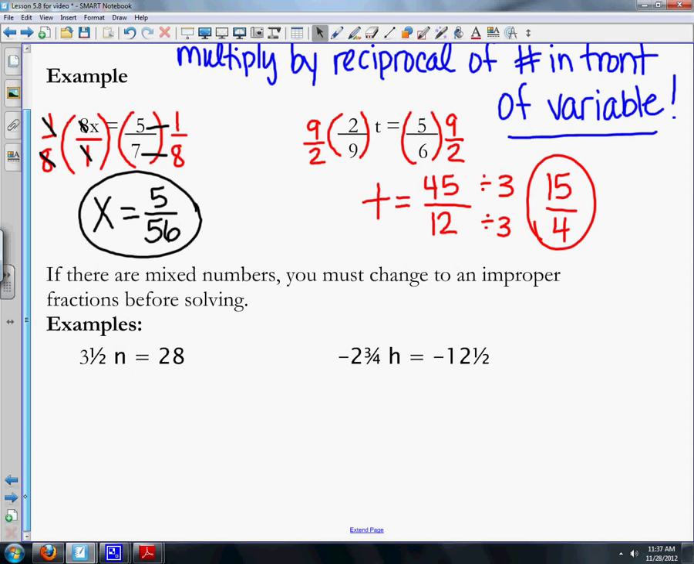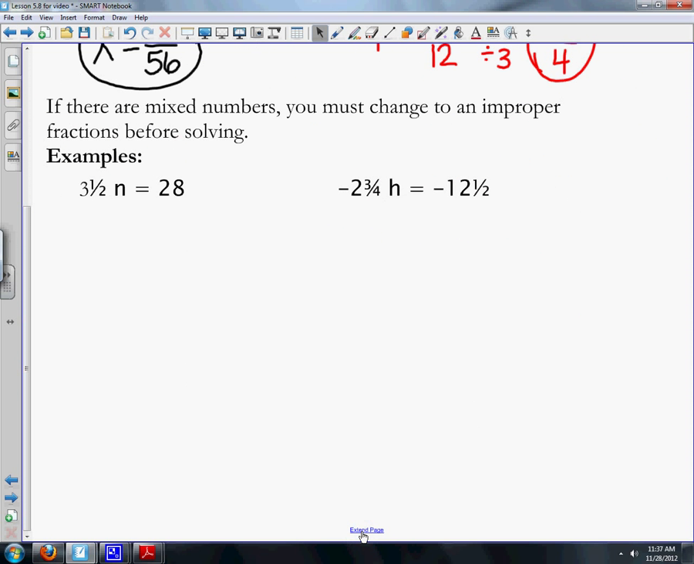Okay, so if there are mixed numbers, you must change to an improper fraction before solving. So 3 1/2 n equals 28. So 3 1/2, you first have to rewrite it. So 2 times 3 is 6, plus 1 is 7 over 2 times n equals 28. And then you're going to multiply by the reciprocal, which is 2 over 7.